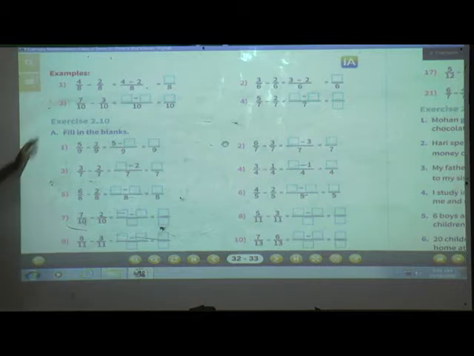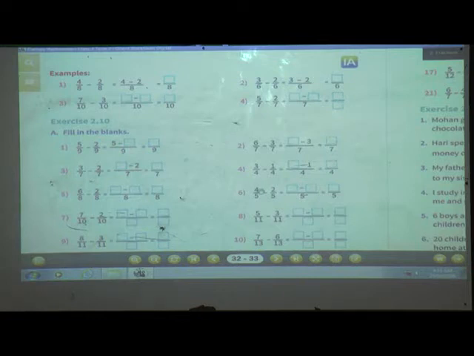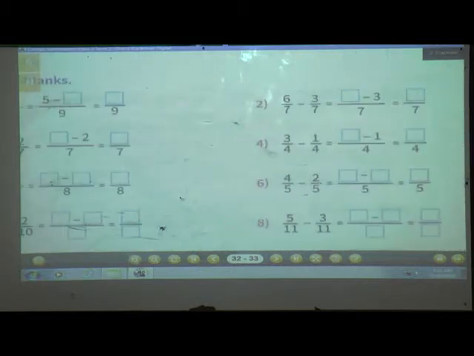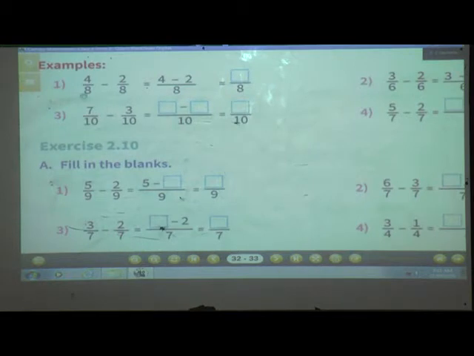First example, see the 4 by 8 minus 2 by 8. Now see in the first fraction, what is the denominator? Here the denominator is 8. Then see the second fraction, here also the denominator is 8, means these two fractions are like fractions because here the denominator is same. And now we have to do the subtraction of these like fractions.